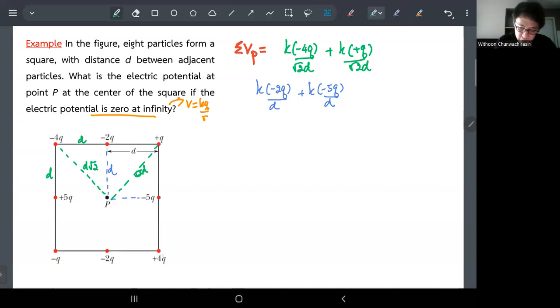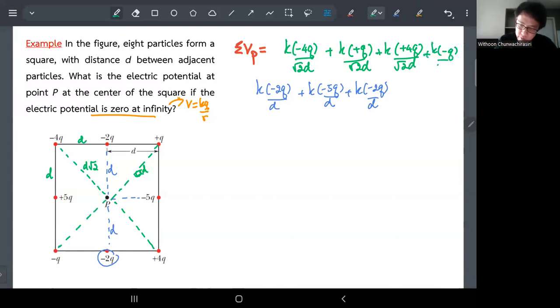So move on to the positive 4Q from the lower right corner. It's going to be K positive 4Q over root 2D. Get going. Down here, K negative 2Q over D. Keep going. Last corner charge is going to be K negative Q over root 2D. And the last charge at the center of the side is K positive 5Q over D.